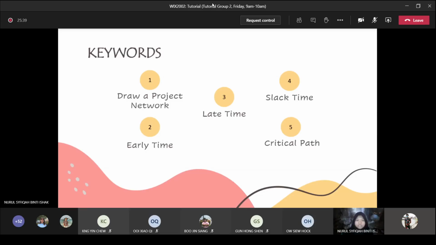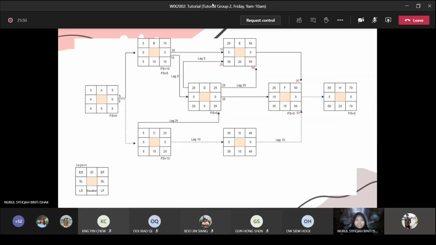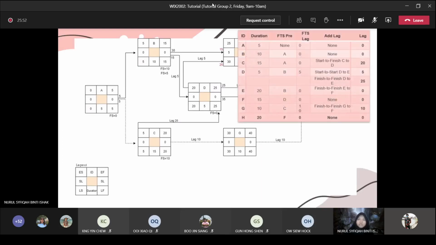For the first one, we draw the network diagram. The network diagram is a flow chart that graphically depicts the sequence. So this is the network diagram. If you look at this information, from A the duration is 5, and there's no predecessor, and there's no lag. From A, we have B and C. Then we look at activity B. For activity B, the predecessor is A, and there's no lag between them, and there's no additional lag for B.